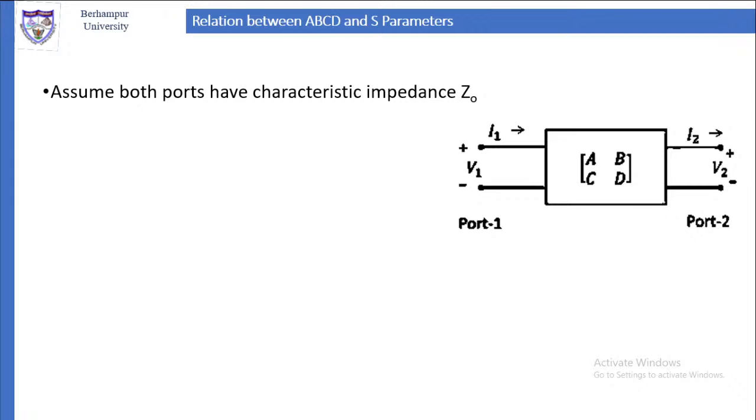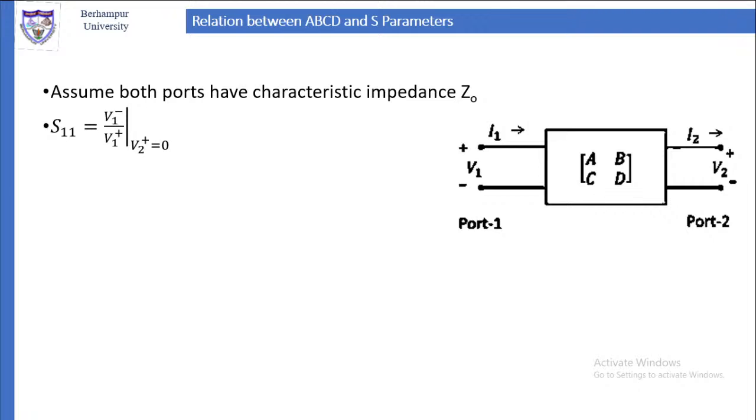Assume that both the ports in this case have characteristic impedance Z0. That is the first assumption that we have to make. So at port 1 and port 2, the characteristic impedance is Z0, and we are looking at a circuit whose ABCD parameter is ABCD. So port 1, port 2, then V1, I1, V2, I2, everything is given to us. From this we are going to find out what is the S parameter.